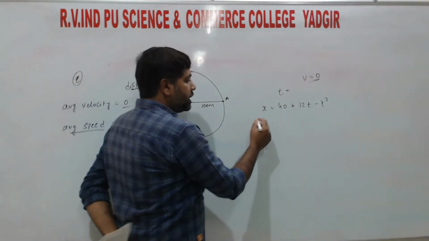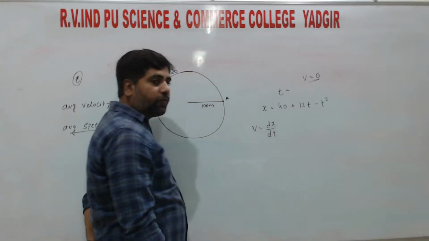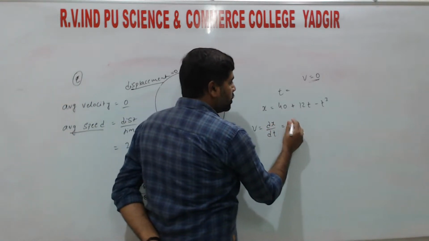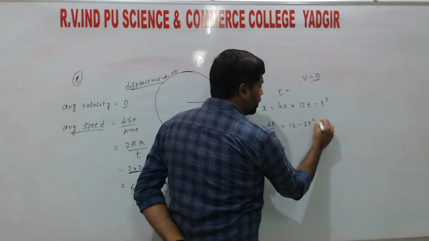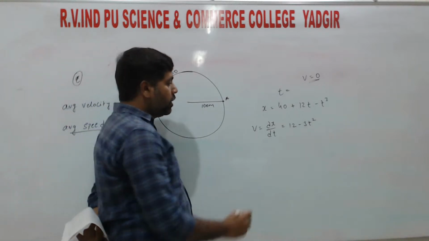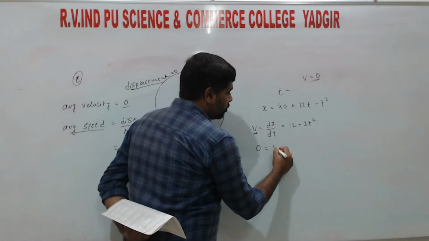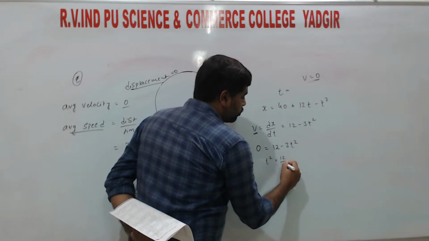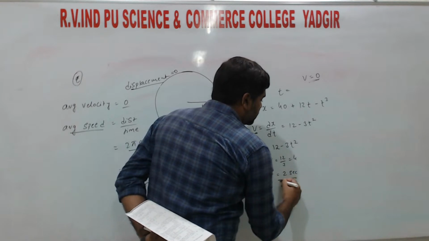So velocity is given by v equals dx by dt, that is the rate of change of displacement, right? So we need to differentiate this relation. If we differentiate, we get 12 minus 3t square, right? So here we are going to find the time t when the velocity is 0. Substituting, 0 is equal to 12 minus 3t square. So t square is equal to 12 by 3, that is equal to 4. So t is equal to 2 seconds.